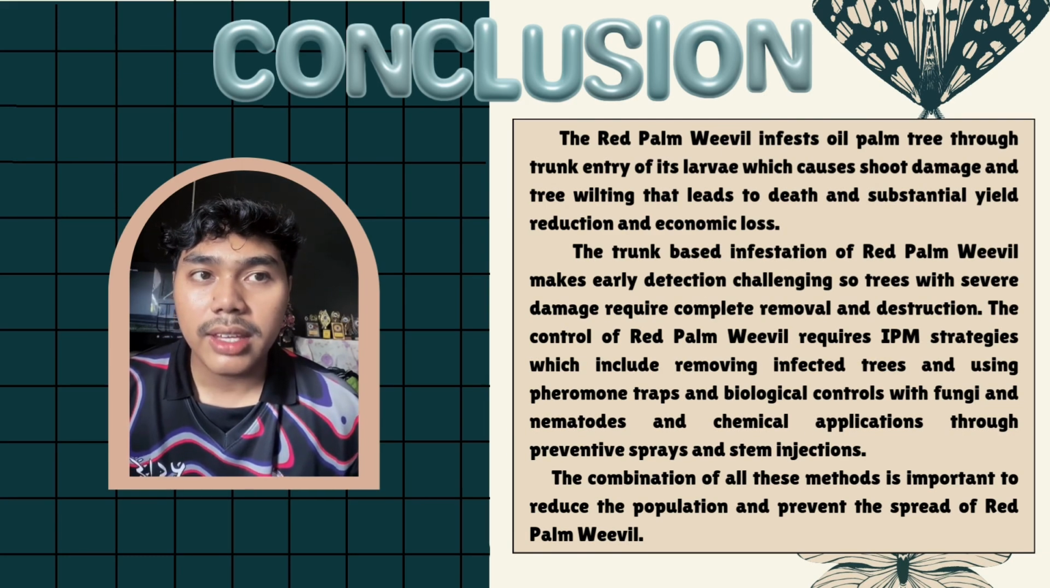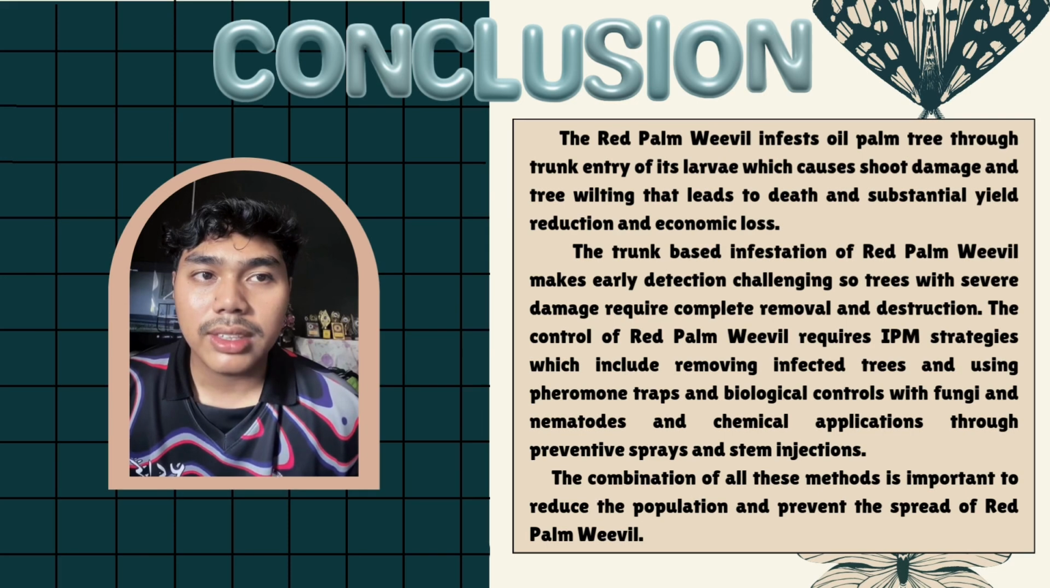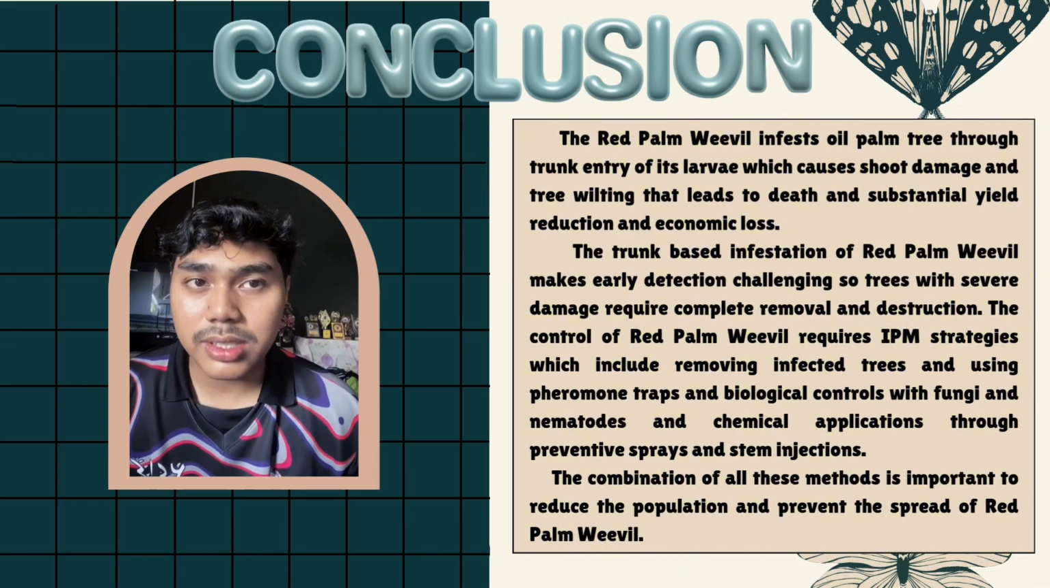removal and destruction. The control of the red palm weevil requires an IPM strategy, which includes removing affected trees, using pheromone traps, biological control with fungi and nematodes, and chemical application through preventive spray and stem injection. The combination of all these methods is important to reduce the population and prevent the spread of the red palm weevil.